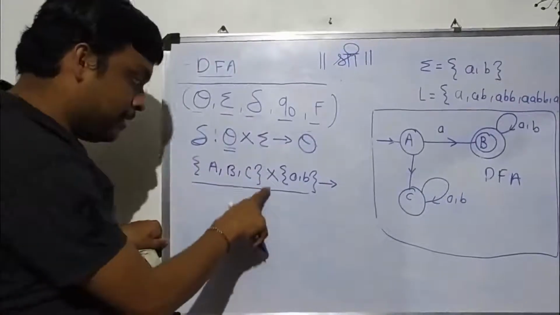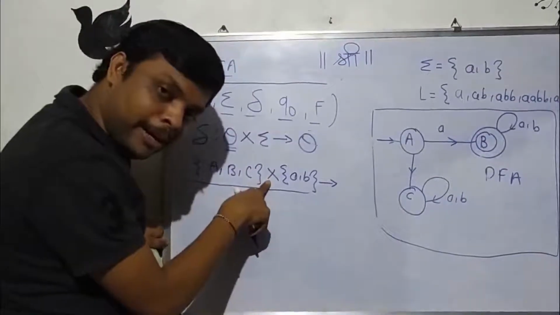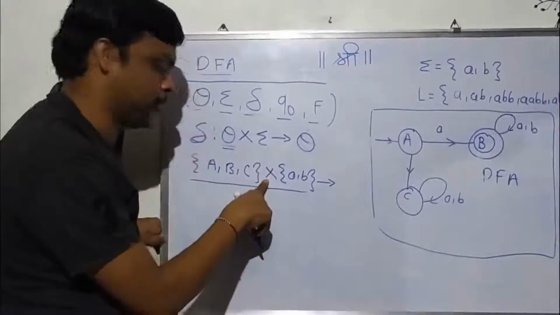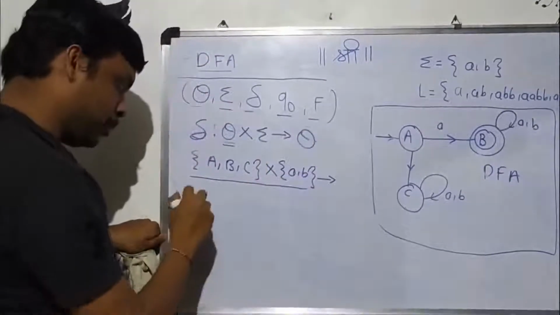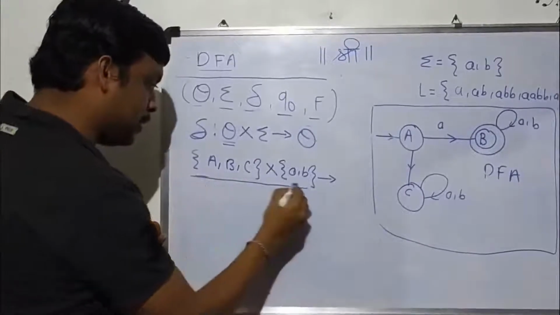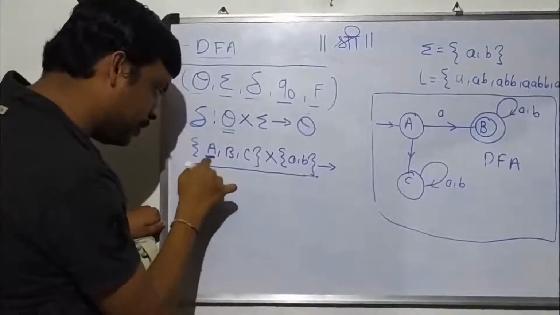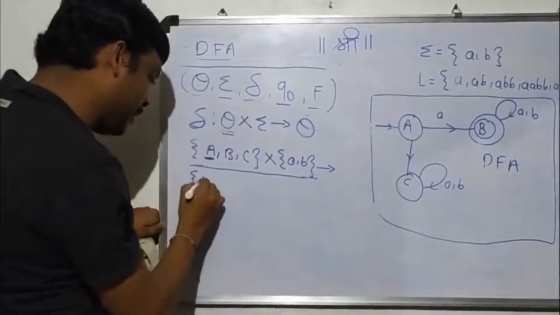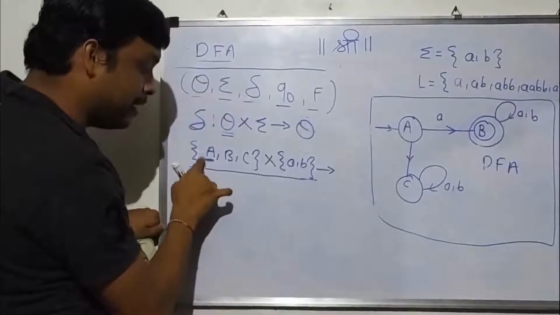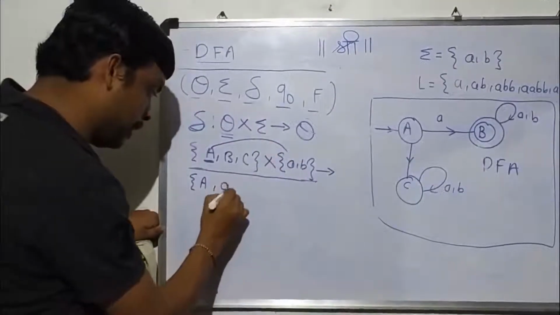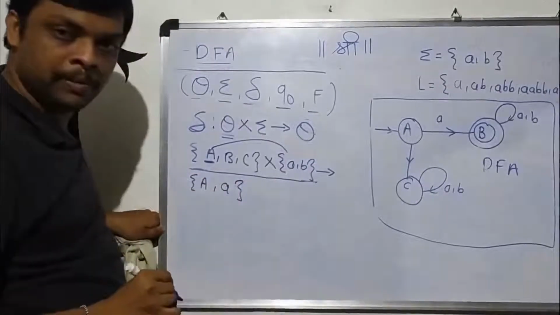See, this is the cross product. I hope that you all still remember how to find the cross product. It's very easy. If you want to solve this, first you have to take the first element from the first set, capital A, and then combine it with the first element of the second set, small a. So A a will be the first output.